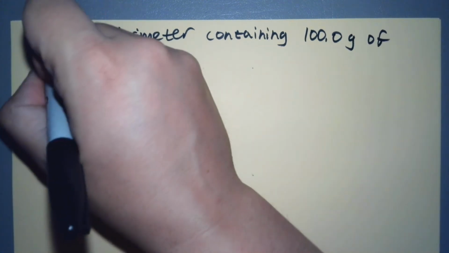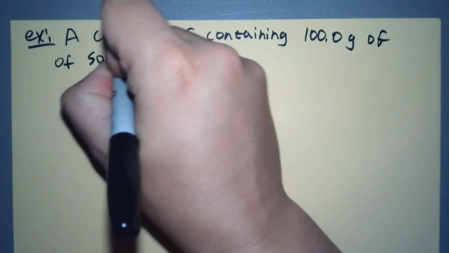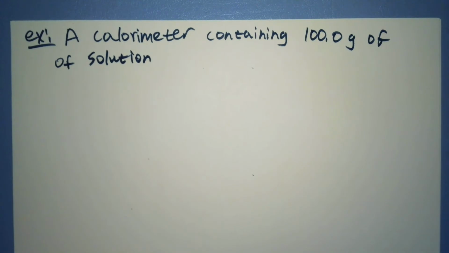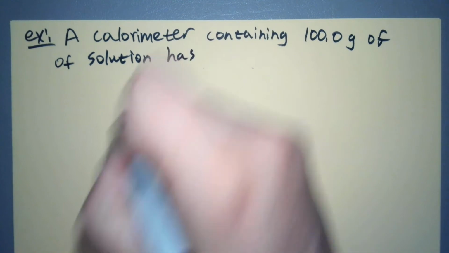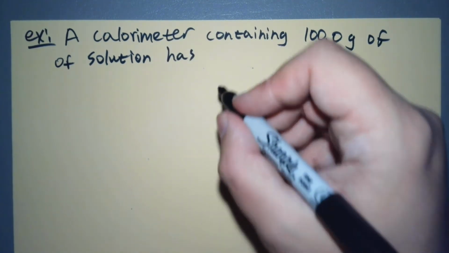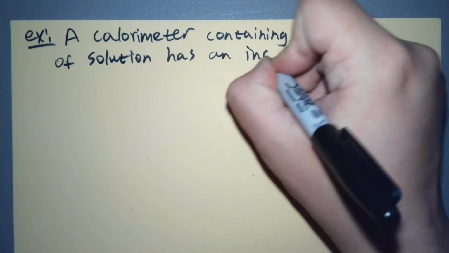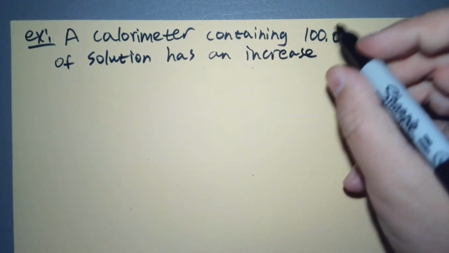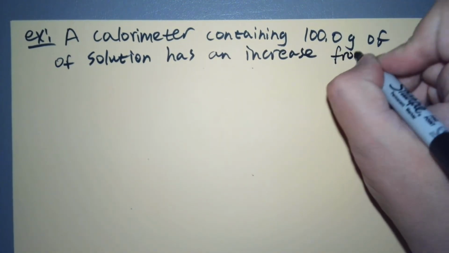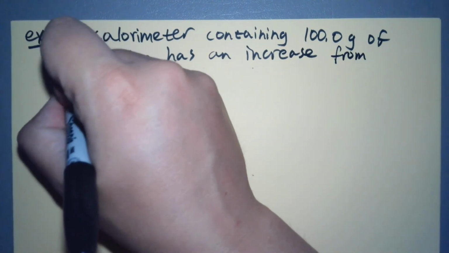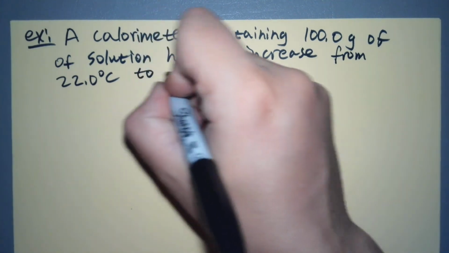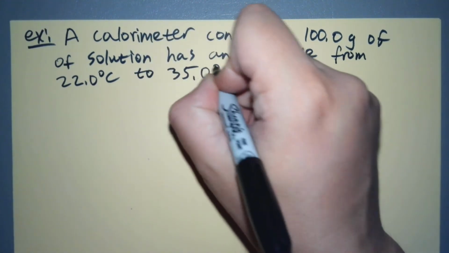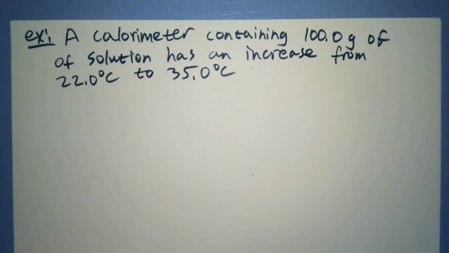So it's going to have 100 grams of solution. And we record the following temperature. So it has an increase from, you read it before the reaction, 22.0 degrees Celsius, and it increases to 35.0 degrees Celsius. So that's convenient, 0, so I don't have to do any math on the tenths place. That's nice.